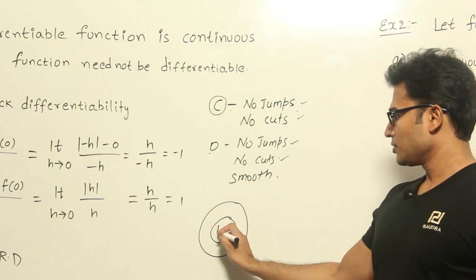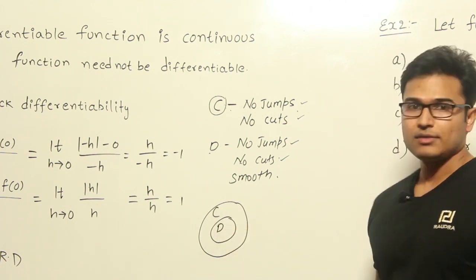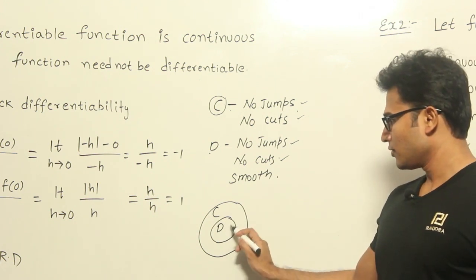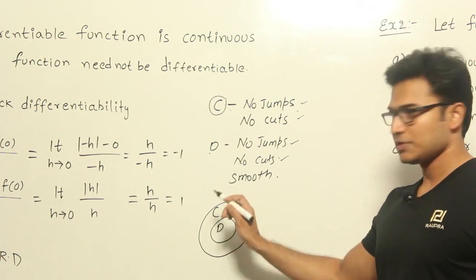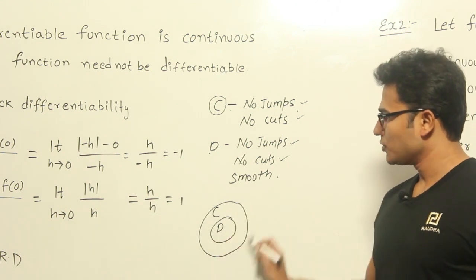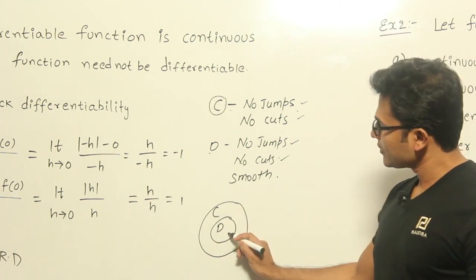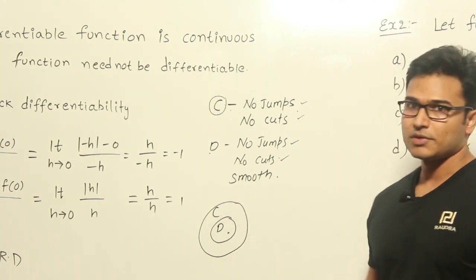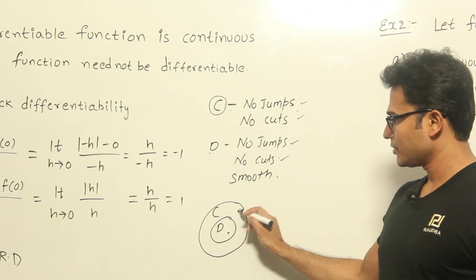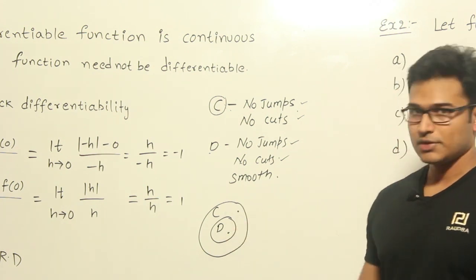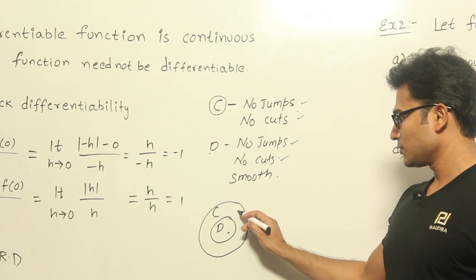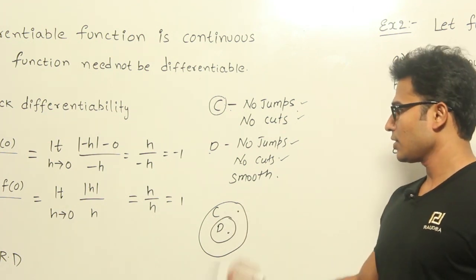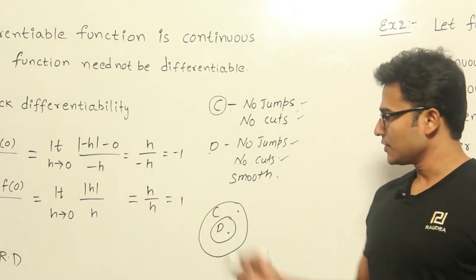If a function is differentiable, then it is both continuous as well as differentiable. Think of this as the set of all differentiable functions and this as the set of all continuous functions. If a function falls here, which means it is differentiable, then definitely it is going to be continuous. Now if a function falls here, there are some functions which are continuous but not differentiable. Now let's see one such example.